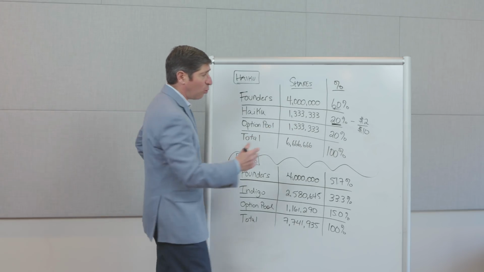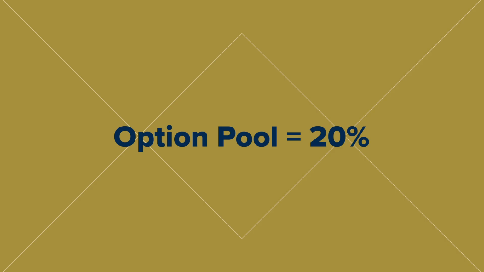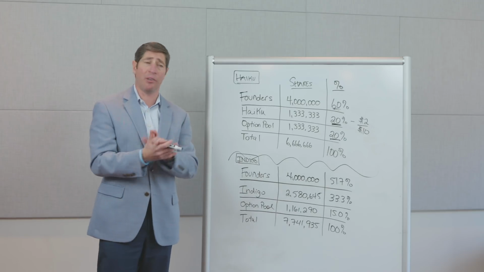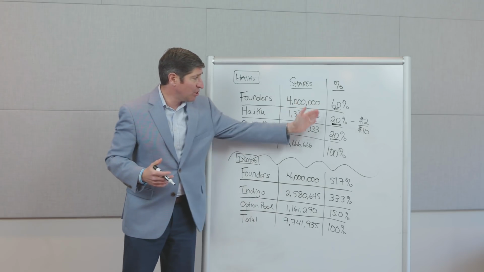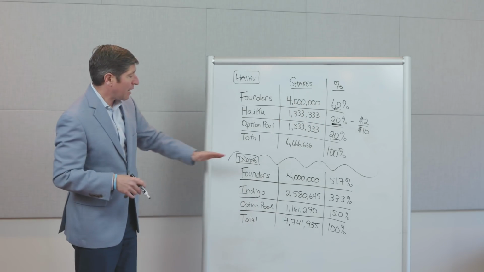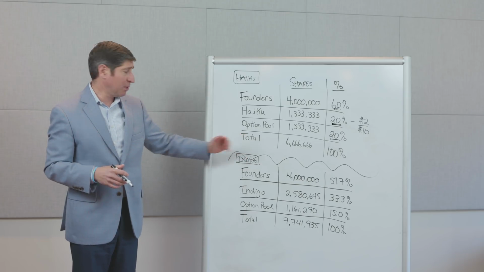And then secondly, they told us in the term sheet that they wanted the option pool to equal 20%. Remember, this is the pool that we're setting aside to be able to give to other employees. So this gives you a sense of what the ownership looks like. Now let's look at the Indigo one just for comparison, okay?